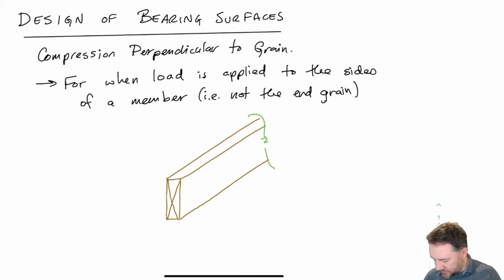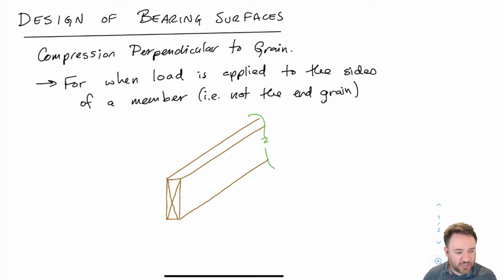When we're talking about bearing surfaces, we're usually talking about a piece of wood that has to sit on something. If it's a column, it will sit on its end grain, and that would be compression parallel to grain. What we're talking about is if I have a beam, for example, and this beam has to sit on something, then it's going to load the piece of wood in the perpendicular to grain direction. And that could be like this, or it could be the flat like this. Since wood is orthotropic, it could be either side that I'm loading in order to get perpendicular to grain bearing loads.